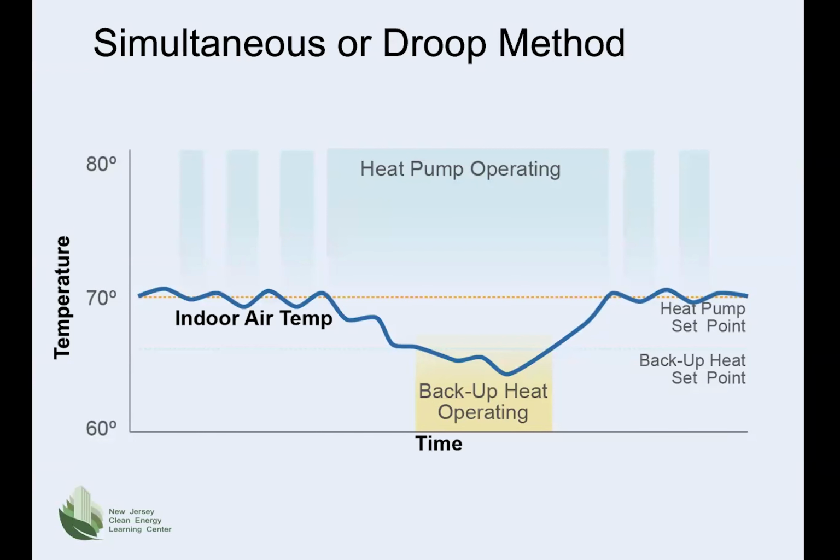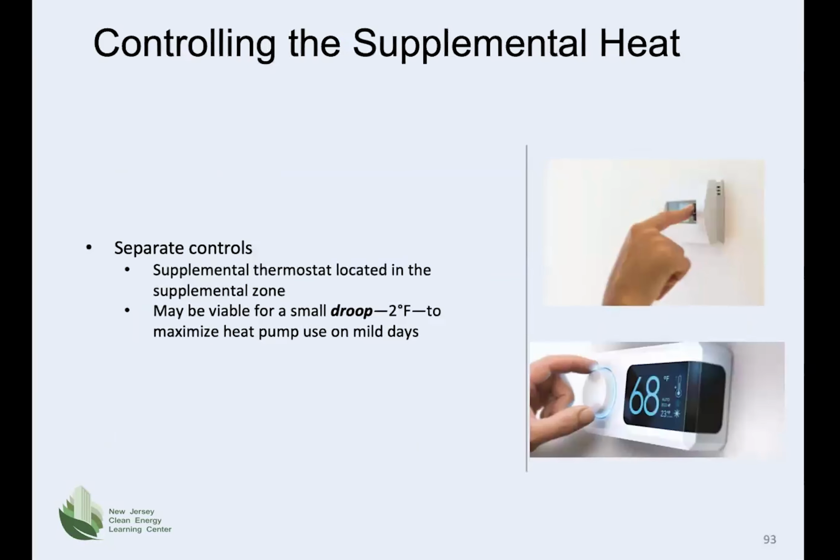So it knows through experience, it learns when the outside air temperature goes down to a certain point. It can anticipate that and turn on the backup heat so you don't get this droop. And controlling the supplemental heat, the supplemental thermostat is usually located in the supplemental zone. It's generally controlled by its own thermostat located within the zone and can have a set point about 2 degrees below the indoor air temperature setting for the heat pump system.